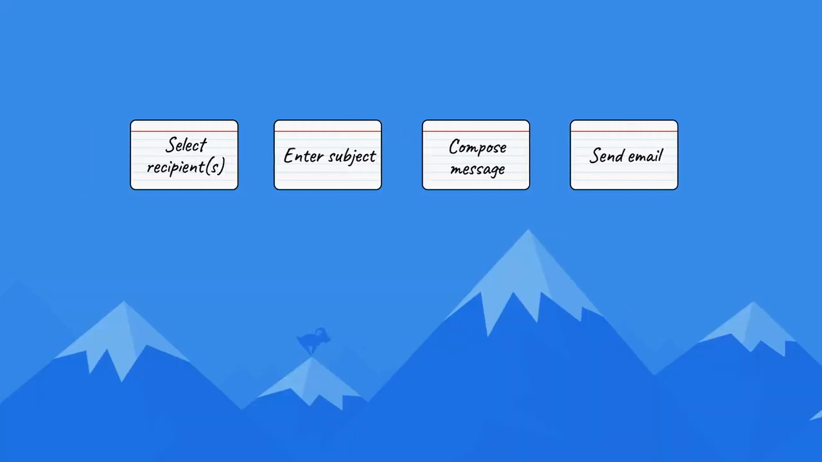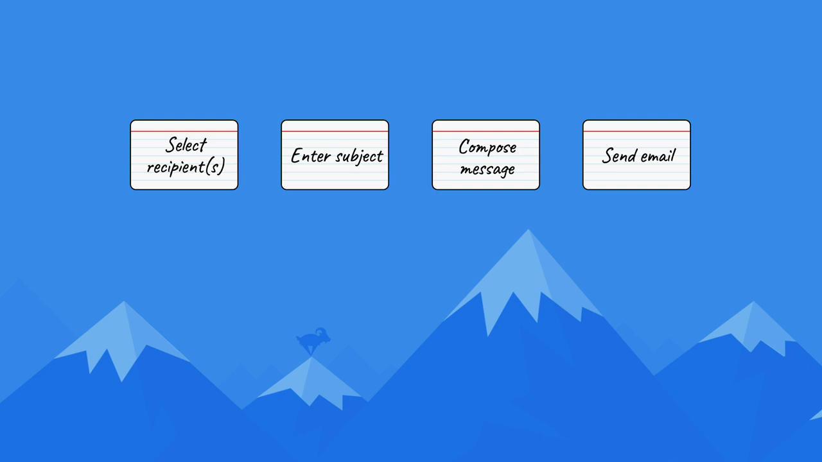For example, if we're mapping the act of sending an email, we might identify the steps of select recipients, enter a subject, compose the message, and send the email. Each step becomes a card on the map. You'd read the map by inserting "then" between each card. First, the user selects the recipients, then the user enters the subject, then the user composes the message, then the user sends the email. So far, so good.